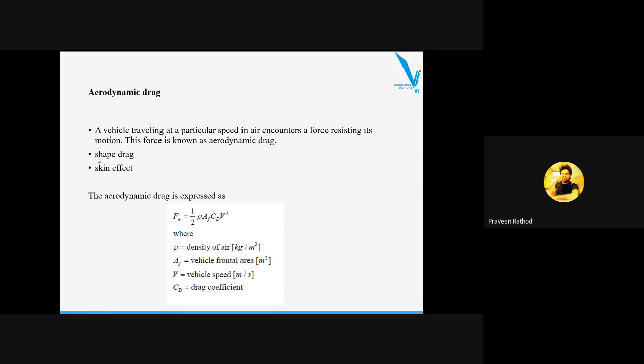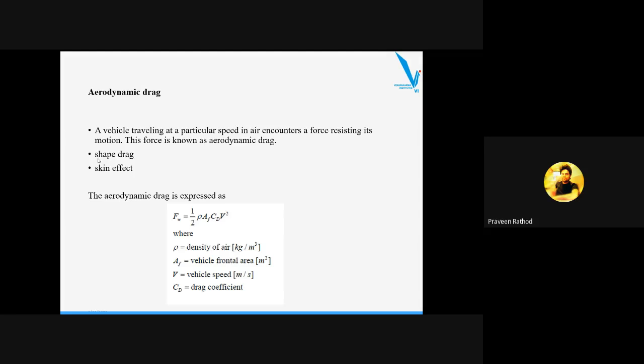The difference in speed between two air layers produces friction. And the friction results in the second component of aerodynamic drag, known as the skin effect. Whenever we are moving along with the air, the vehicle is moving, the body of the vehicle is moving.